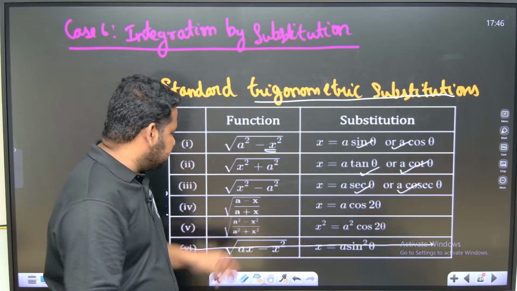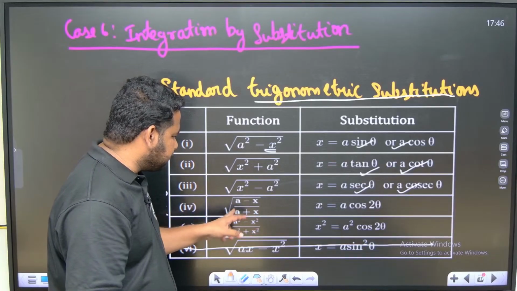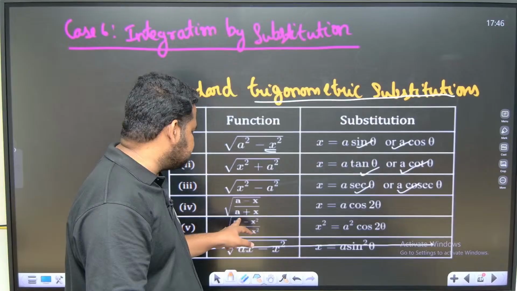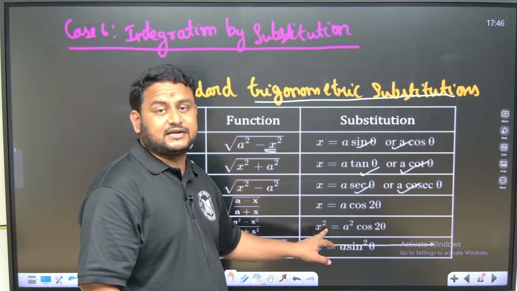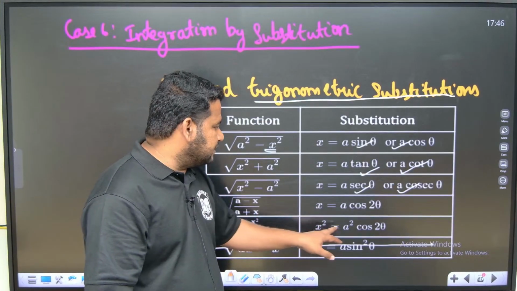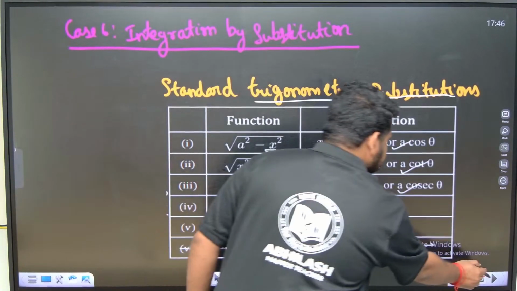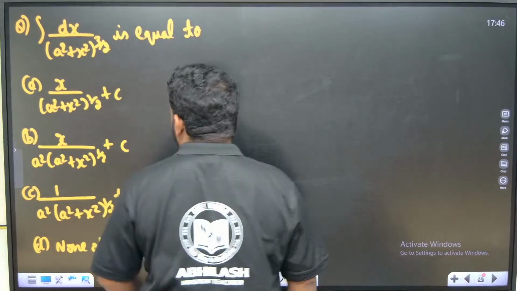For square root of a minus x over a plus x, you can take x is equal to a cos theta, or if it is in terms of squares, then you can take x square is equal to a square cos theta. Okay, this we will see through some questions. Let us have a look at some questions where we will use trigonometric substitutions.